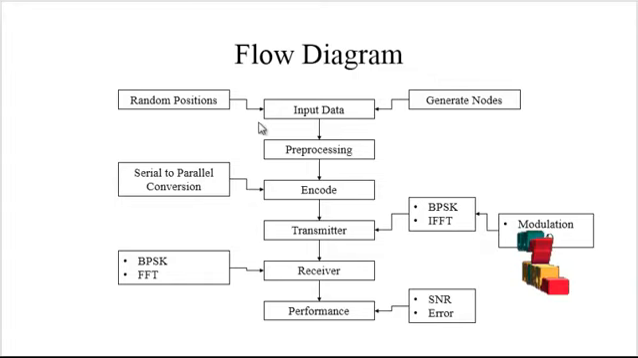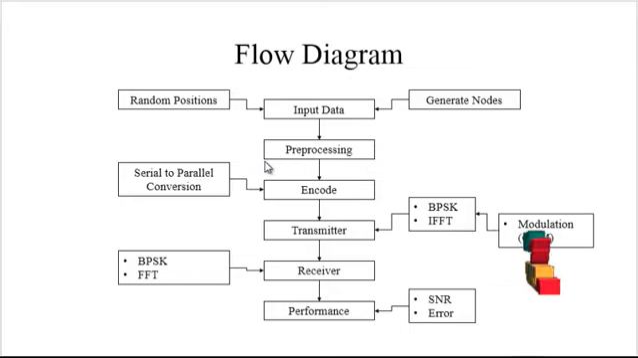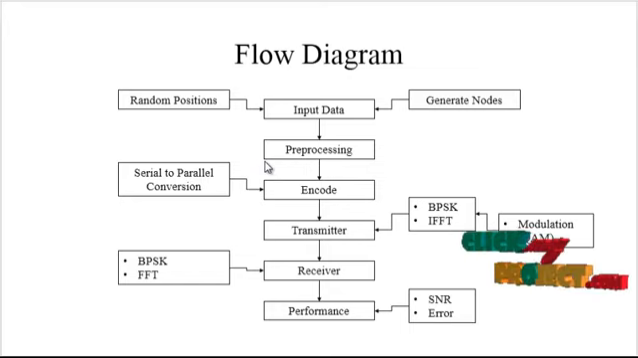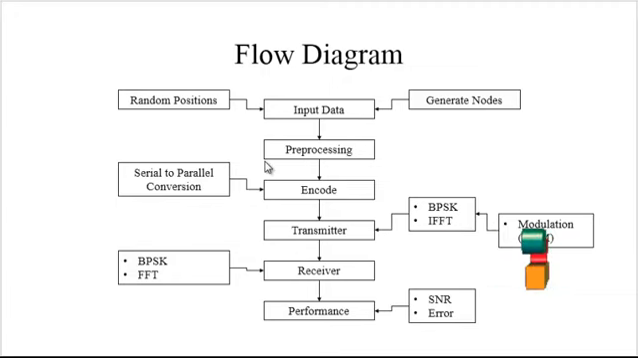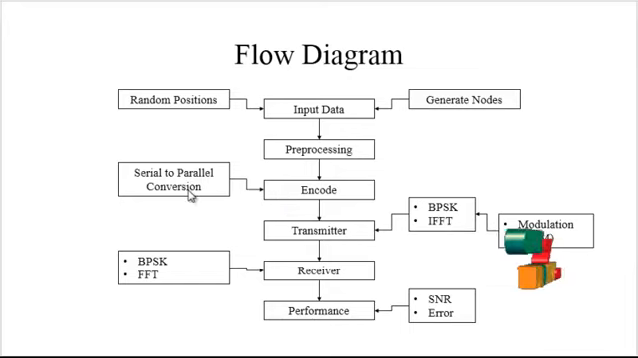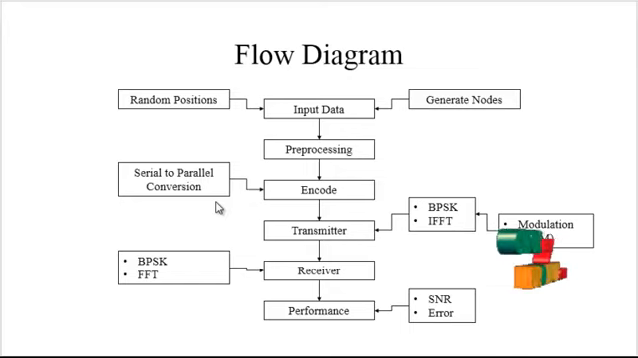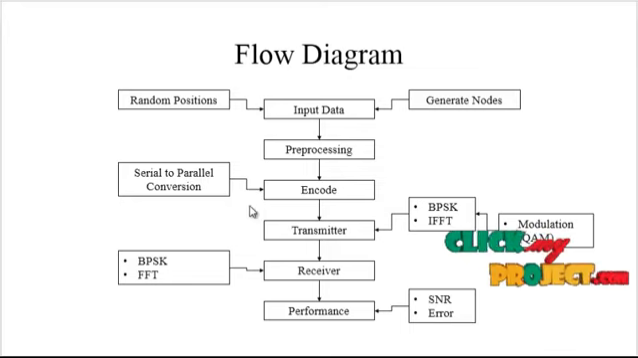After generating the nodes, we do the pre-processing. If the signal length is high, the signal length will automatically be limited, otherwise the signal length remains the same. After the pre-processing, we move to the encoding. In this encoding, we first do the serial to parallel conversion to encode the data. Once the serial to parallel conversion is done, the overall data type will be changed in this module.